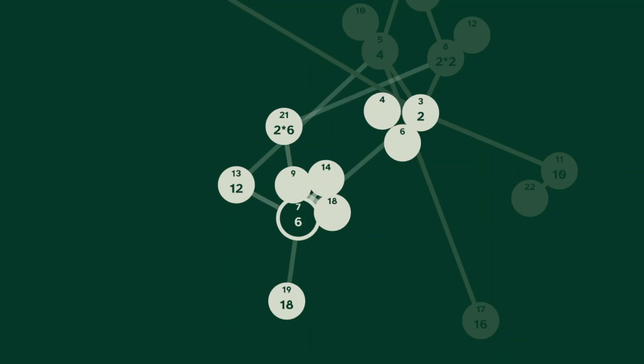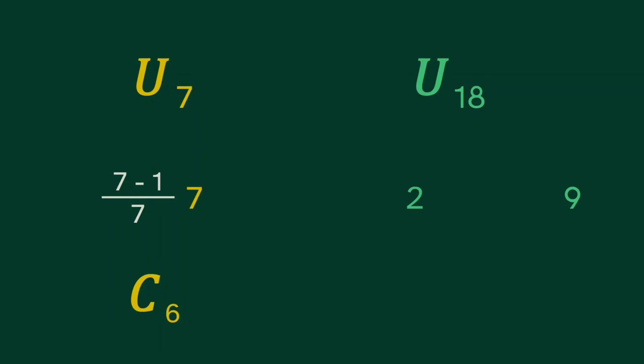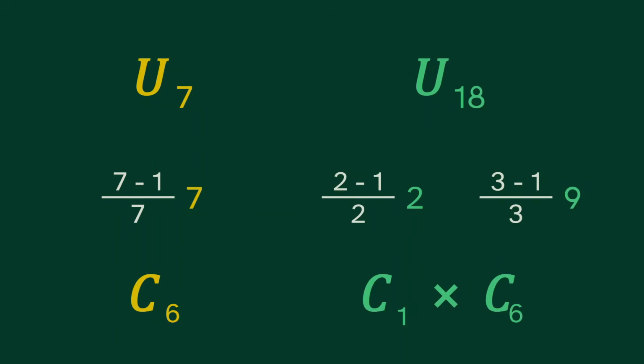We also see that U7 is isomorphic to U18. They're both 6 cycles, but for different reasons. U7 is a 6 cycle because 7 minus 1 is 6. But for U18, we split into 2 and 9, and then multiply these each by p minus 1 over p to get the product of a 1 cycle and a 6 cycle. But a 1 cycle is trivial, so we can ignore that.